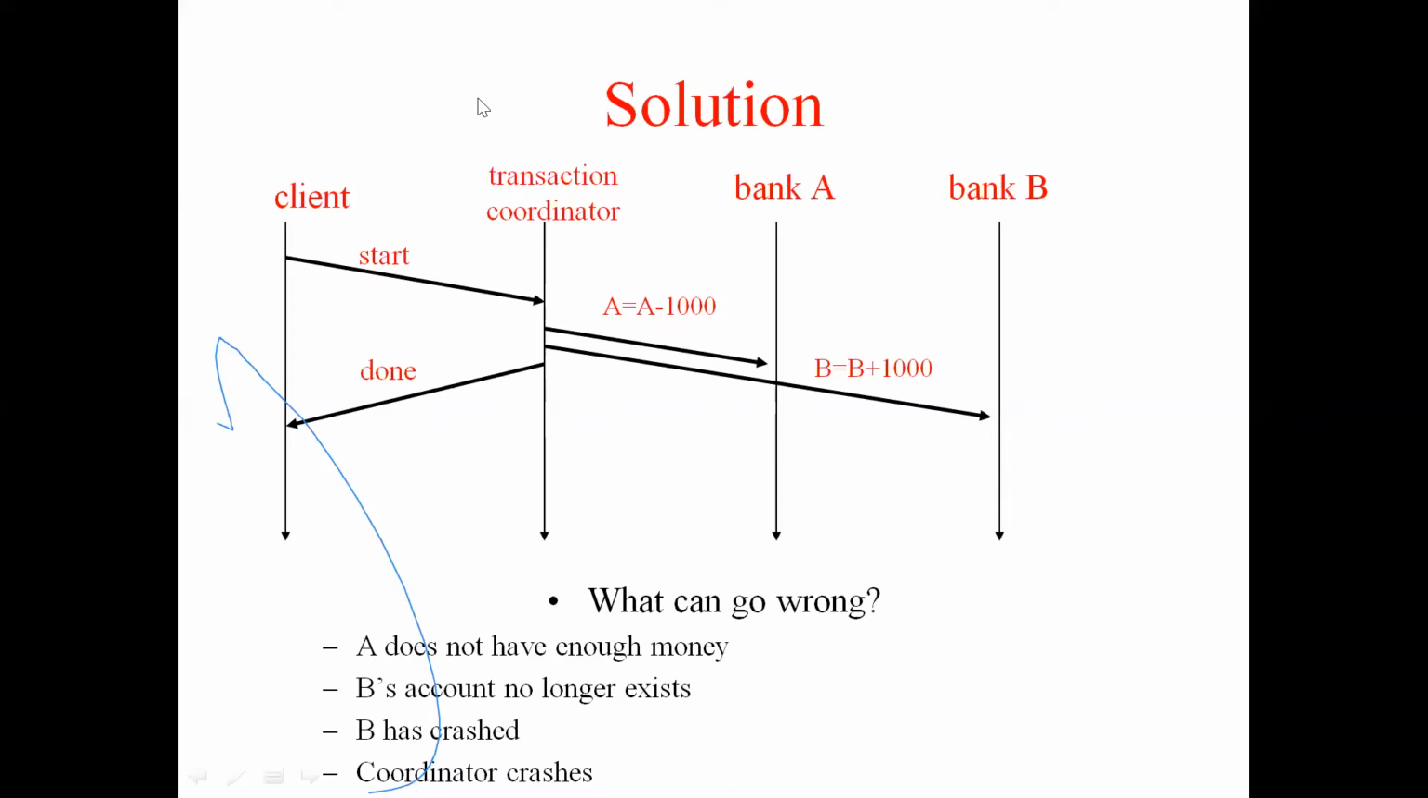So first, my A and B were on a single node. Now my A and B are at different nodes. The operation of A minus 1000 is taking place at one node, and B plus 1000 is taking place at a second node. Because they are at different nodes, they need some kind of coordination between them to complete this transaction. This is the meaning of a distributed transaction.